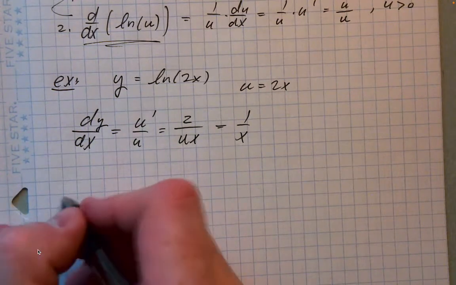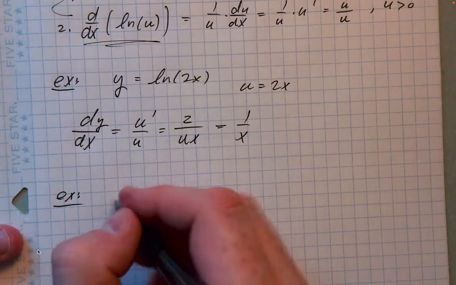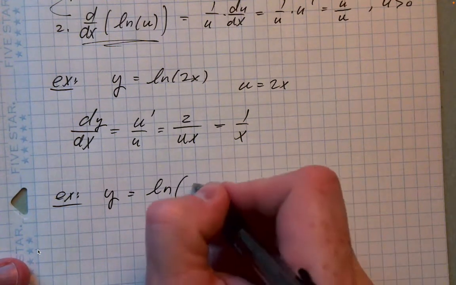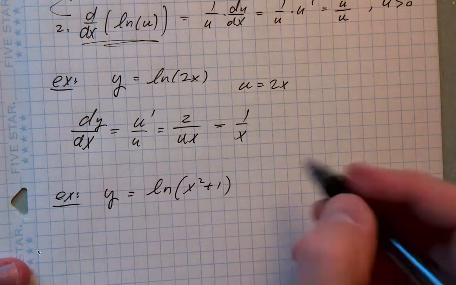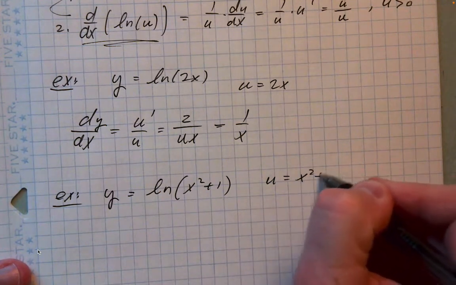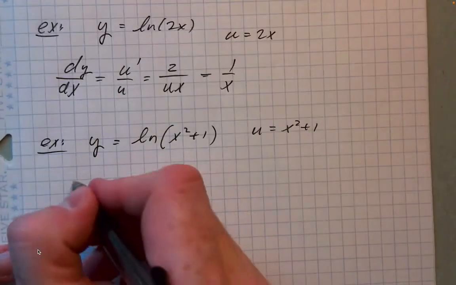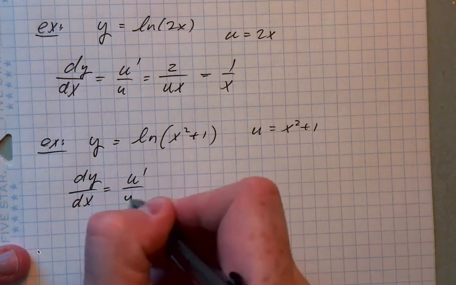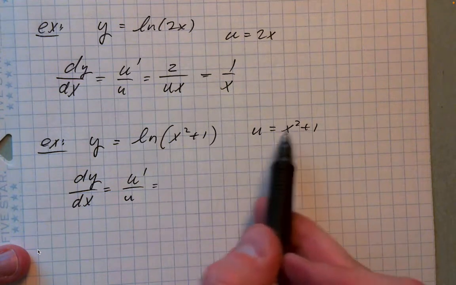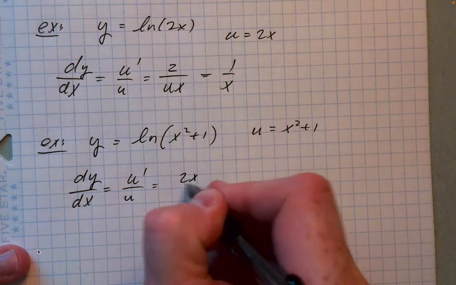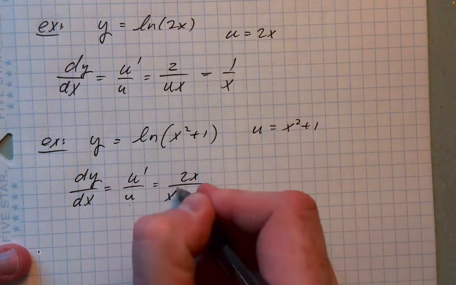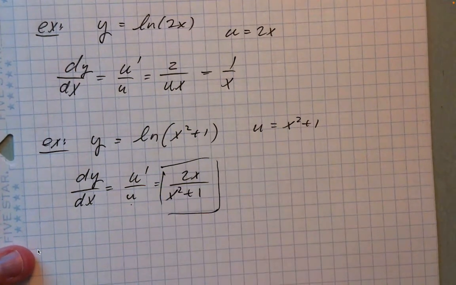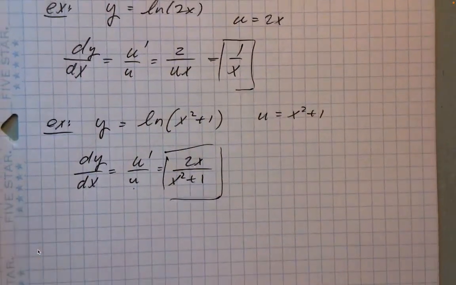All right. What about, let's up the ante a little bit here. What about the natural log of x squared plus 1? Well, in this case, u is equal to x squared plus 1, right? So again, just using that form that we just talked about, u prime over u, we can see that the derivative of this is 2x, and then u is just x squared plus 1. Okay, so really quick, easy derivatives to calculate.